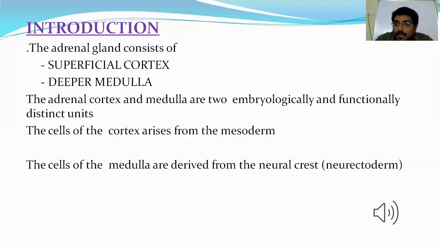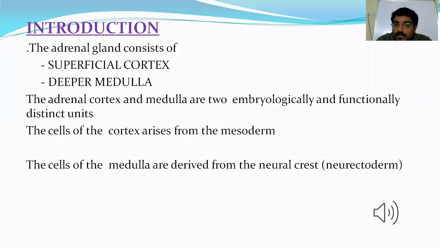Introduction: the adrenal gland has two layers. One is the superficial cortex, and the inner one is the medulla. The adrenal cortex and the medulla are two embryologically and functionally distinct units. The cortex is derived from the mesoderm, and the medulla is derived from the neuroectoderm.